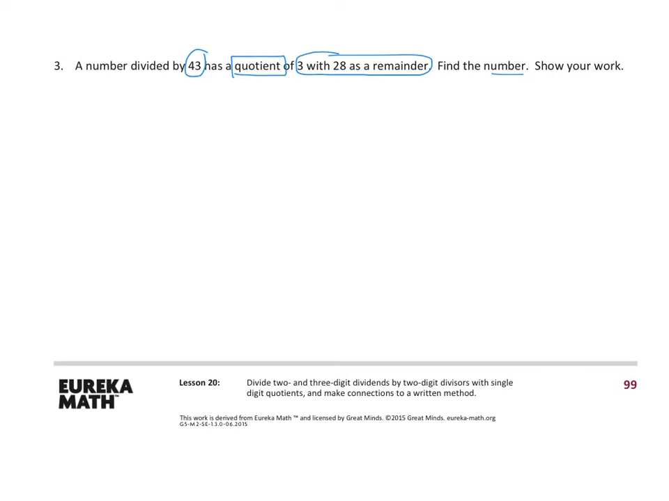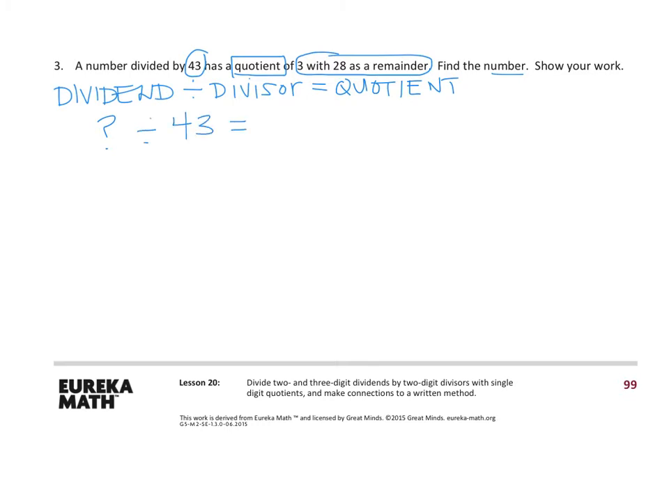So let's kind of do a quick little review. Remember, when we're talking about a number, we're talking about the dividend. And when you divide it by 43, that's actually the divisor. And then when we look for the answer, we're actually looking for the quotient, which is 3 remainder 28. So let's think about this. So a number divided by, so the dividend, we don't know what it is, but if you divide it by 43, we'll give you a quotient or the answer of 3 remainder 28.